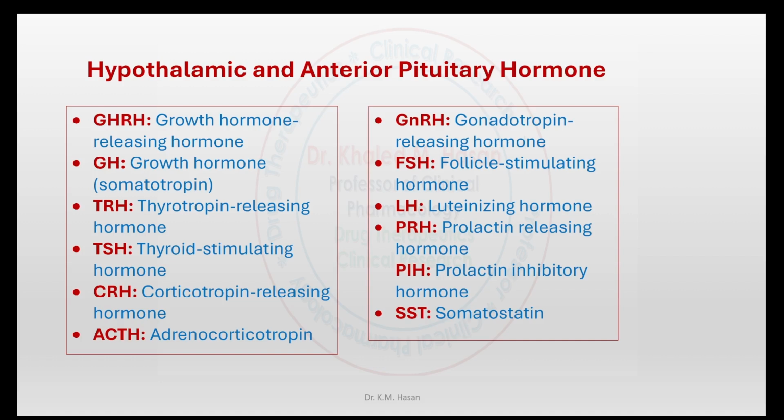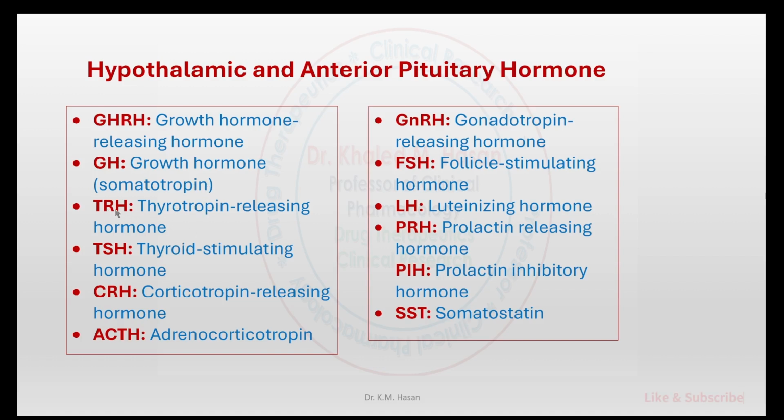As you can see from this slide, we have a list of hormones released from the hypothalamus and anterior pituitary gland. These are the abbreviations, and we need to familiarize ourselves with them. We have GHRH. GH stands for growth hormone, RH stands for releasing hormone. Growth hormone has another name, somatotropin.